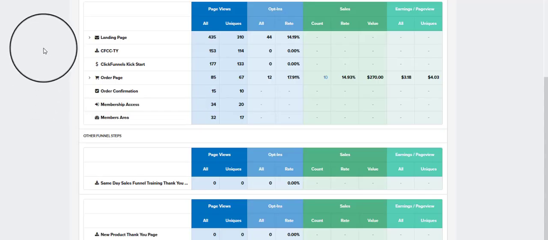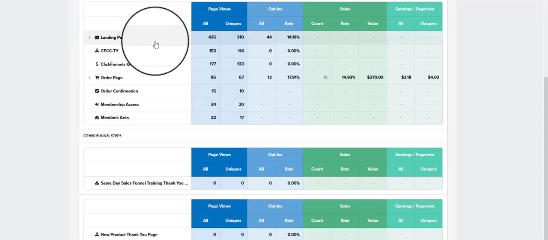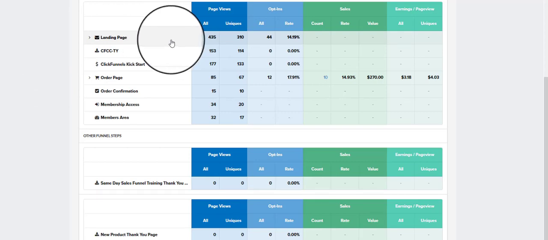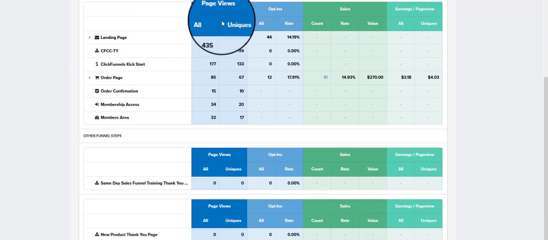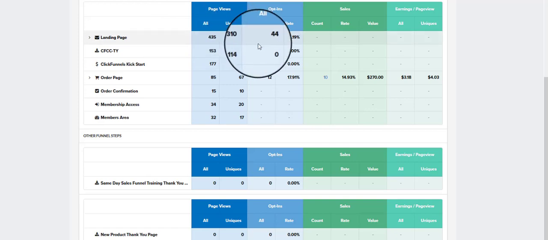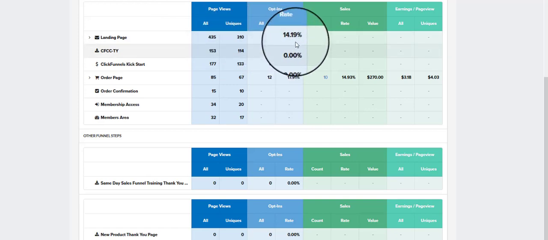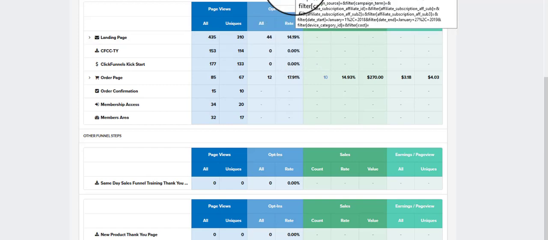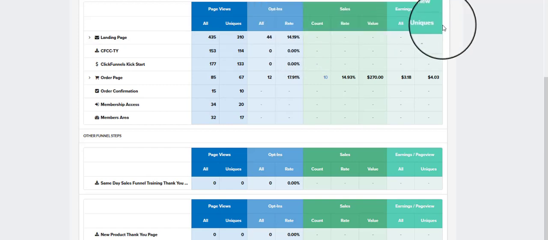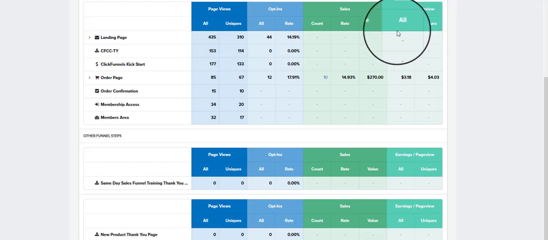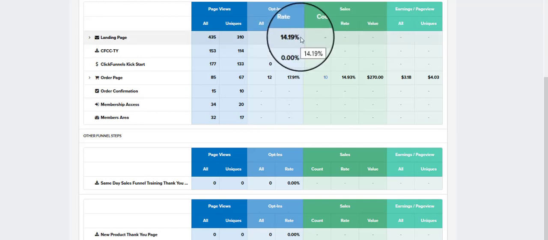So if we take a look here, just to walk you through the numbers. We see the initial landing page, and what we want to concern ourselves with is the uniques. I didn't worry about the all too much. If we look at the uniques, there were 310 uniques. Out of those, 44 opted in. So that's only a 14% opt-in rate on the landing page. Right, we say usually 20% to 60% is a good range. So not really great as far as the opt-in rate on the landing page compared to previous funnels that I've had in place.